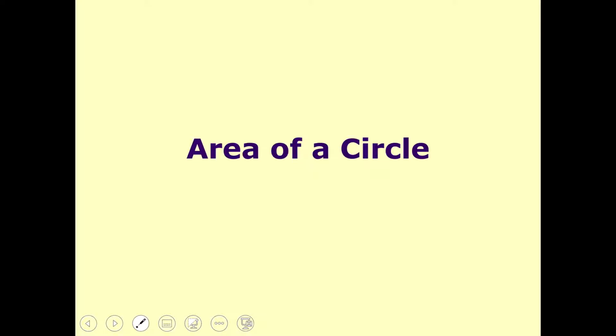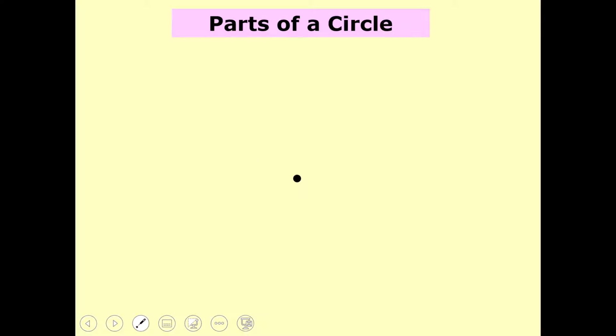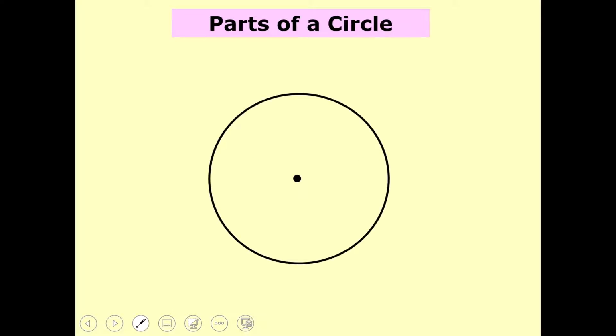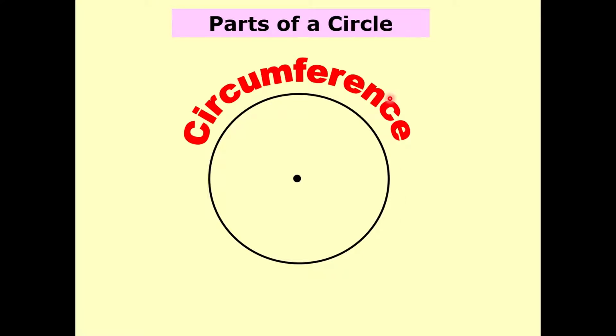Today we're going to look at calculating the area of a circle. First, let's remind ourselves of the parts of the circle. All the way around the outside, we have the circumference. Straight through the middle, from one side to the other, that's called the diameter. And half of the diameter is the radius.